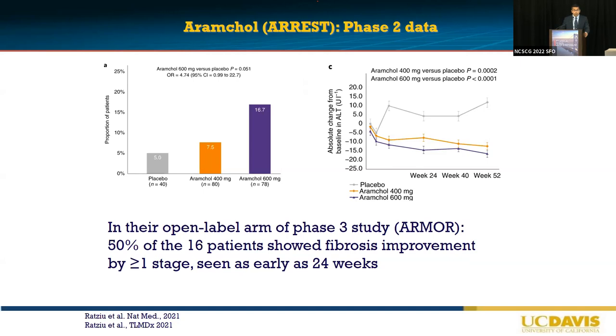Aramchol, again, this is the phase 2 data, which showed a decrease in ALT and also a trend towards improvement with the 600 milligram twice a day dose. And currently in their open label arm of 16 patients, 50% showed fibrosis improvement of more than one stage, seen as early as 24 weeks. So we are definitely interested to see how the data pans out in the future.